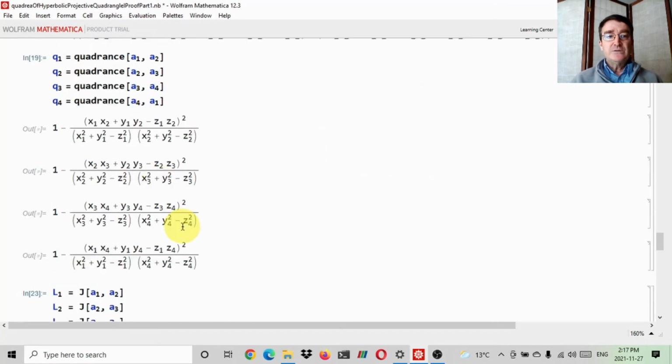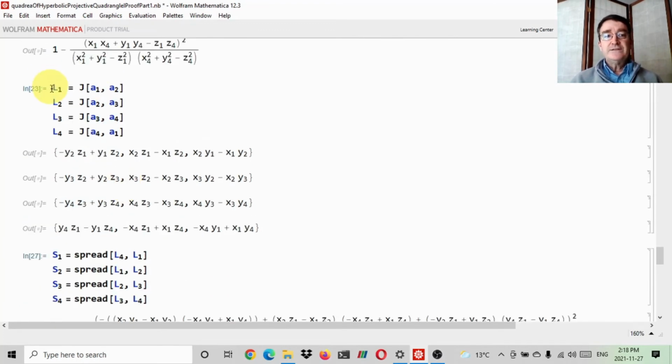And when we execute that, we get these results right here. So this is Q1. This is the expression for Q2 in terms of x's, y's, and z's. This is Q3 in terms of x's, y's, and z's. And this is Q4 in terms of x's, y's, and z's.